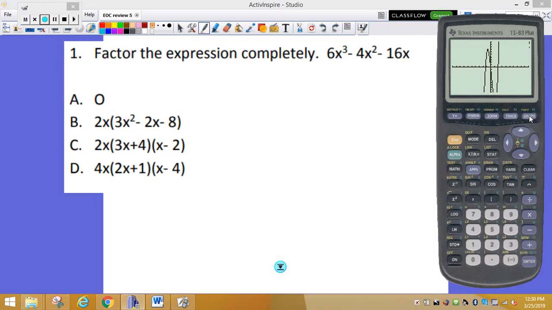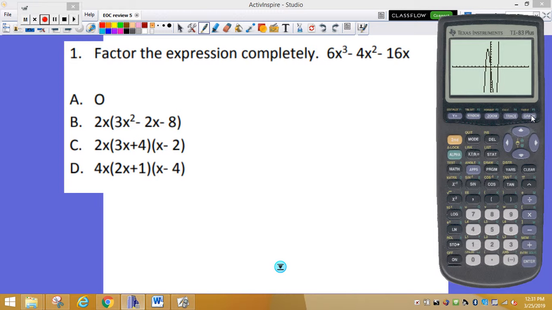Okay, this is what I want my answer to look like. So, there's no point in typing in A. I'm not going to type in A. Let's type in B though. Let's type in 2x and then 3x squared minus 2x minus 8. Let's graph that one. So it looks like it's the exact same graph.